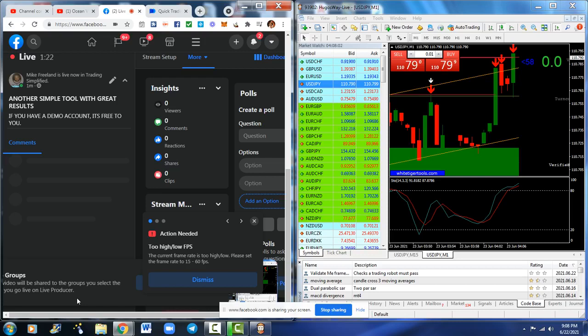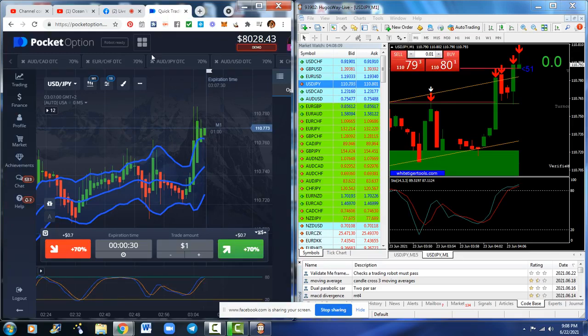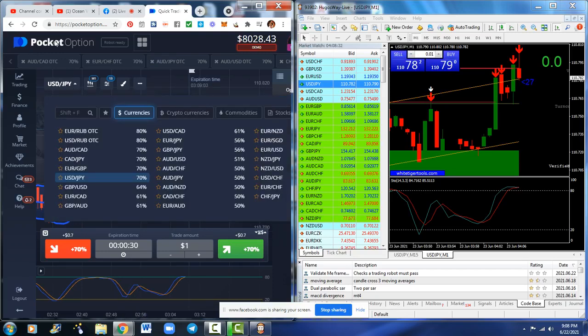So let's get started. I want to bring up my demo account over here. If you remember yesterday, I was talking about why you shouldn't trade the U.S. dollar at this time of day, because the New York session closes at 5 p.m. Eastern Standard Time, but there's still some trading going on. If you look here in Pocket Option, there's a few at 70%, and then the OTCs are at 80%. I just wanted to use USD for this particular strategy to show you guys what's going on.